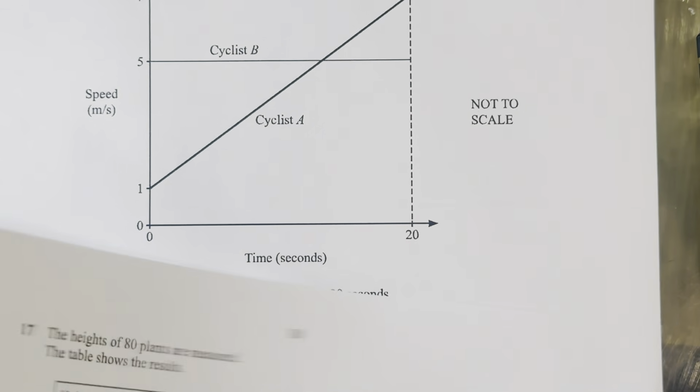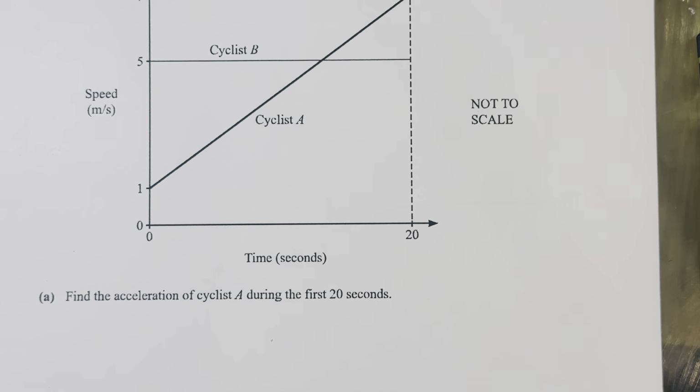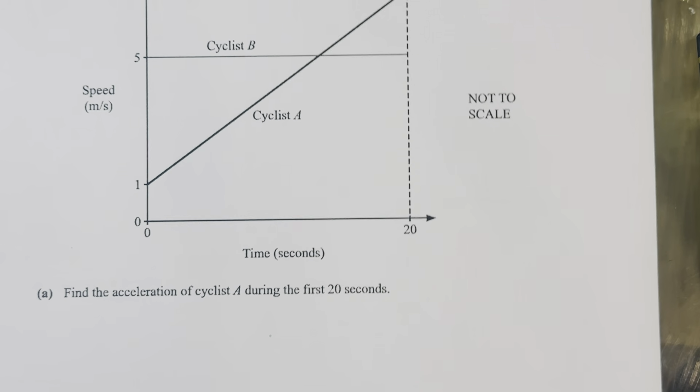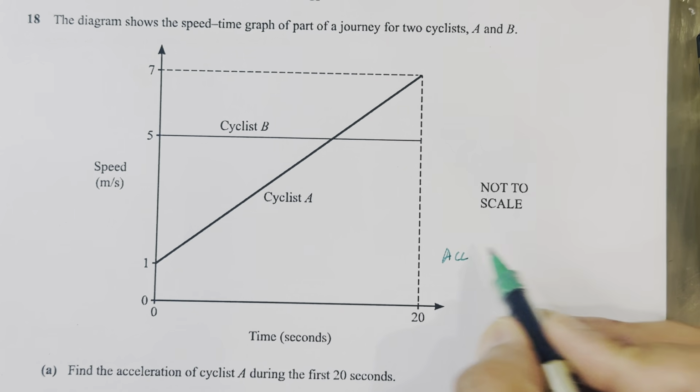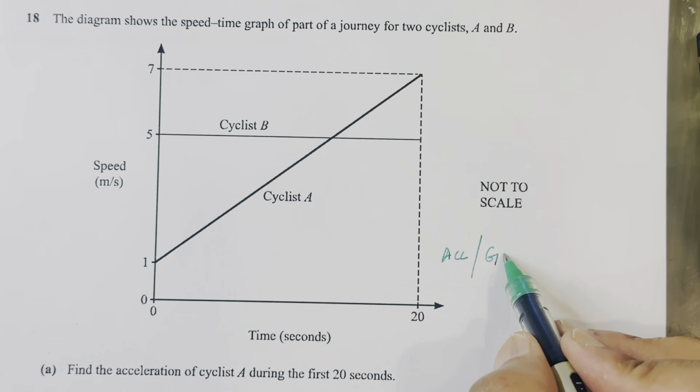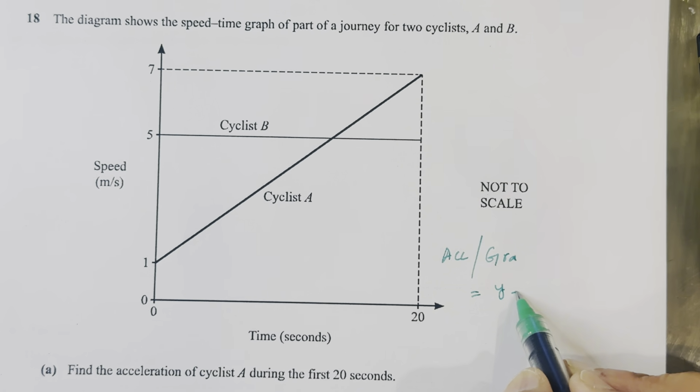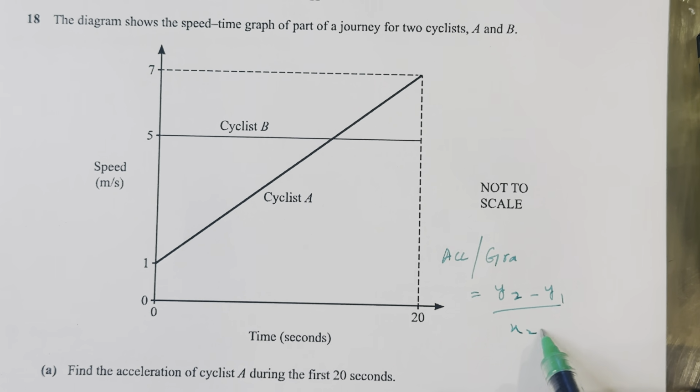Now we will move to question number 18. Question number 18 is from kinematics. The diagram shows the speed-time graph of a part of a journey of two cyclists A and B. Find the acceleration of cyclist A during the first 20 seconds. So acceleration we can find from a speed-time graph by calculating its gradient, which all physics students must know. So the gradient is y2 minus y1 over x2 minus x1.